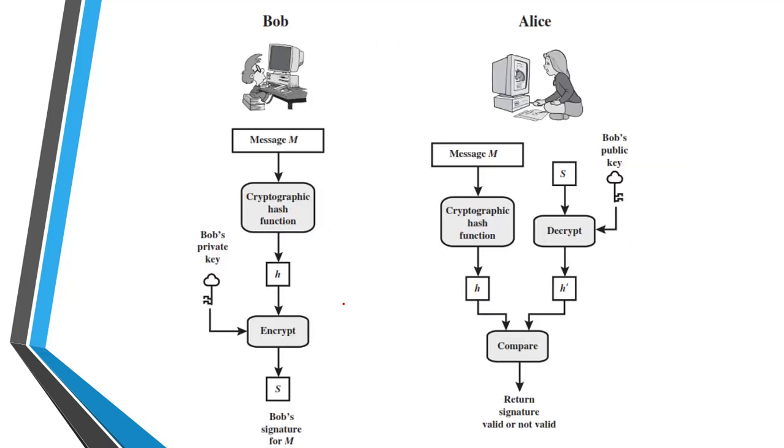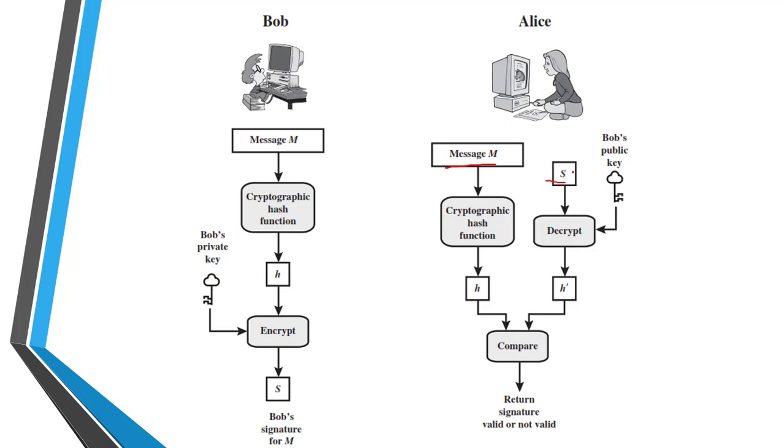So this is the generic model of digital signature algorithm. If Bob and Alice want to communicate with each other, then first of all, Bob will apply the cryptographic hash function on the original message. So here hash code is generated. Now on the generated hash code, Bob will use its private key to encrypt the hash code and the signature of Bob is generated. Here S is the signature of Bob. After that, Bob will transmit the message and the generated signature to Alice.